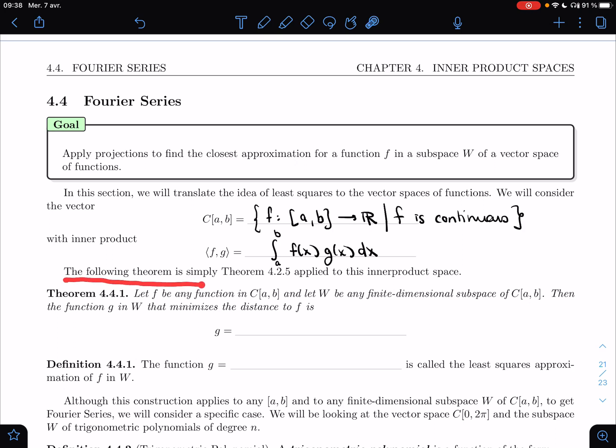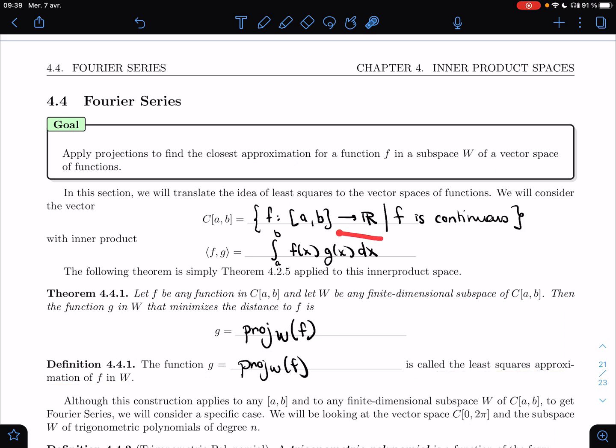The following theorem is simply theorem 4.2.5 applied to this inner product space. Let f be any function in C[a,b] and let W be any finite dimensional subspace of C[a,b]. Then the function g in W that minimizes the distance to f is the projection onto W of f. That's the closest function in W to f. This function is called the least square approximation of f in W.